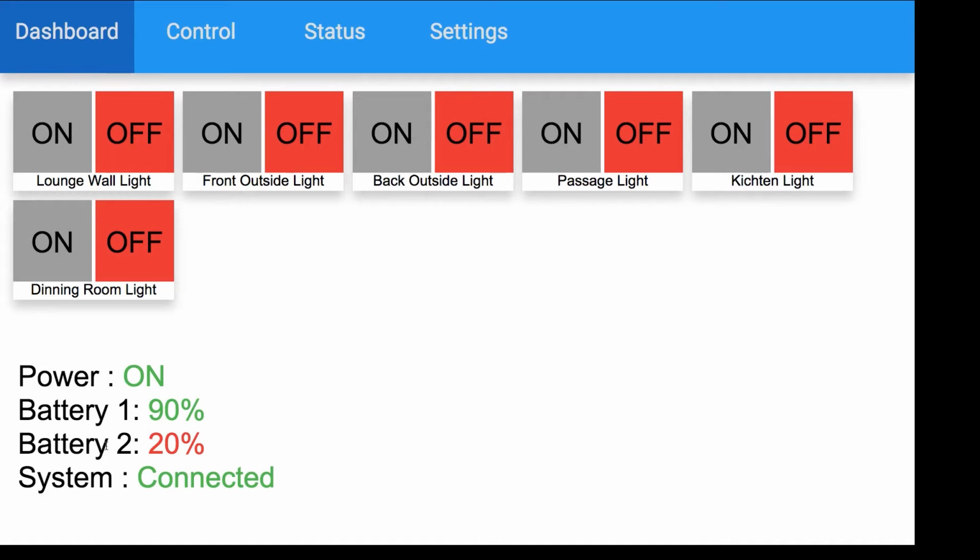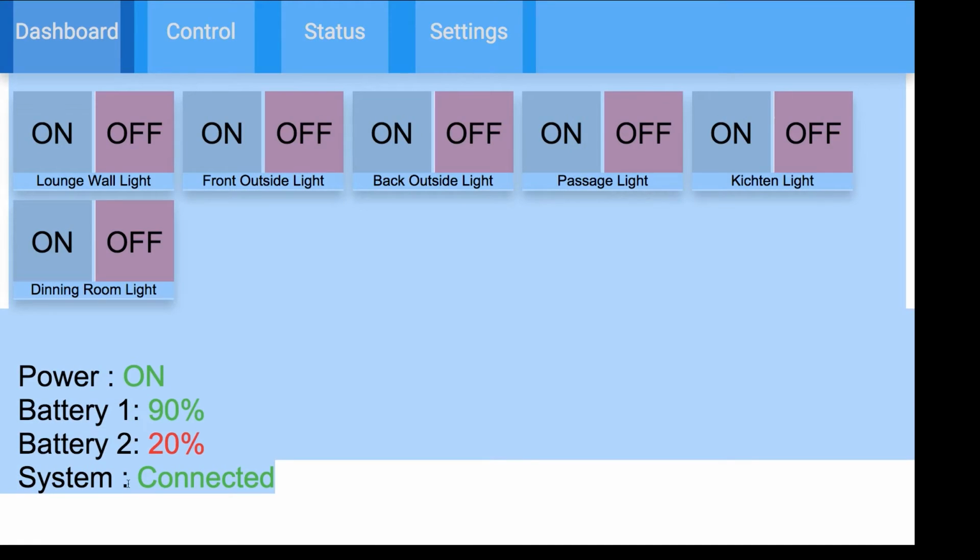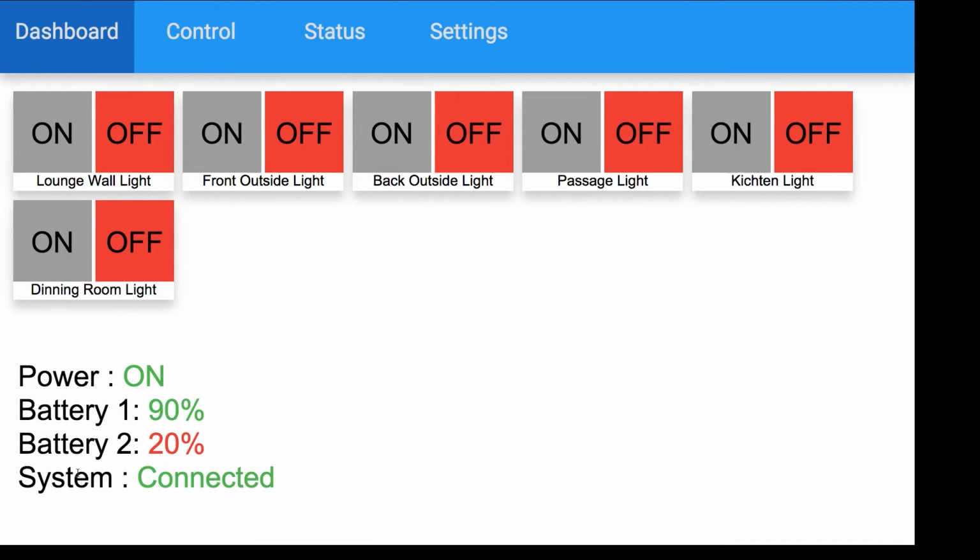And then system, this is just telling me that everything on my main Raspberry Pi is running 100%. So as you can see, it's running 100%.